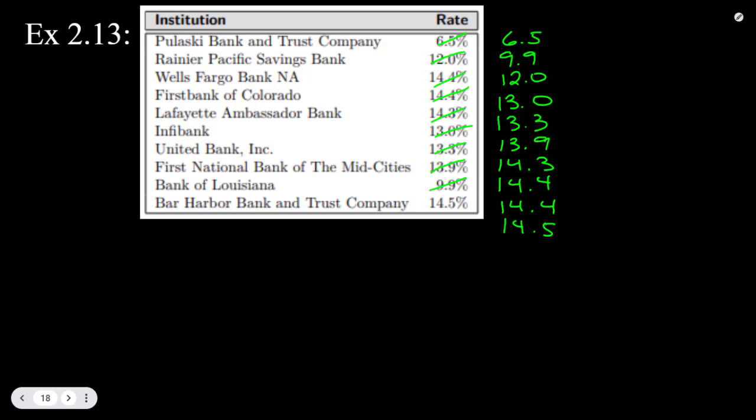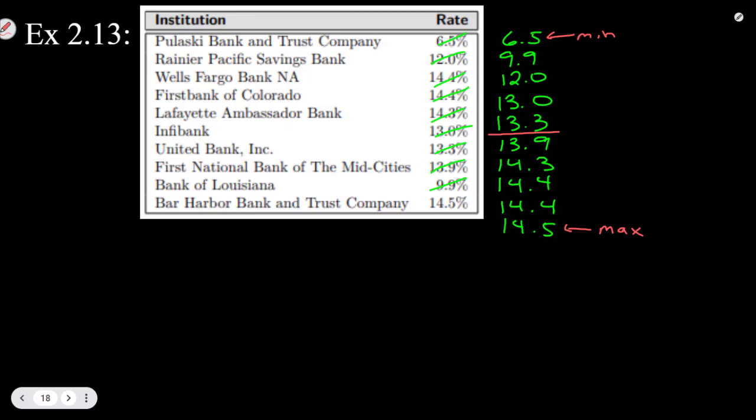So if we want to find our median first, here's your minimum, and here's your maximum, the lowest and highest values. Then to find the median, we've got 10 values, so that means we'll have 5 numbers below the median and 5 numbers above the median. So 1, 2, 3, 4, 5. That spot right there is going to be our median.